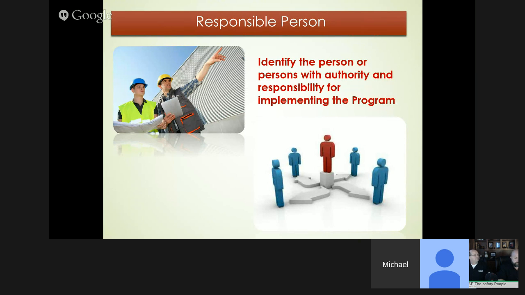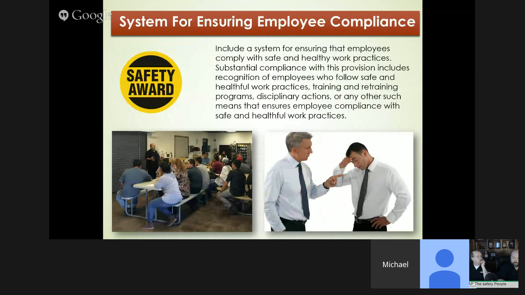Okay, on to the next here. So the next step is ensuring employee compliance. It includes a system for ensuring that employees comply with safe and healthy workplace practices. Substantial compliance with this provision includes recognition of employees who follow safe and healthful work practices, training and retraining programs, disciplinary actions, which we've done a webinar on, and any other such means that ensures employee compliance with safe and healthful work practices. Now, what Rick is reading is the Cal OSHA code that explains what the second part in your injury illness program must do.